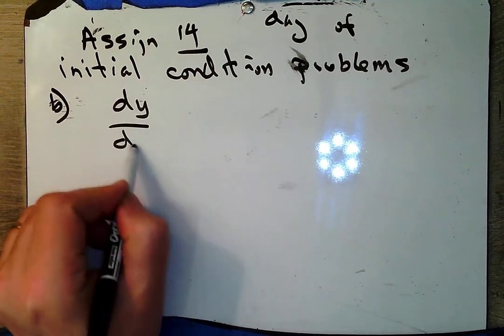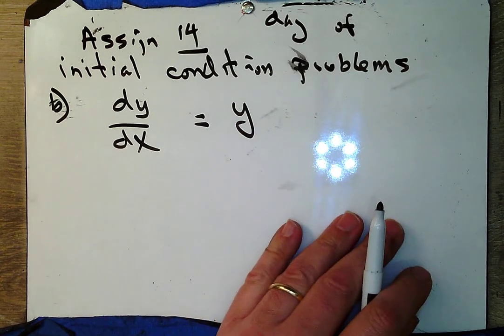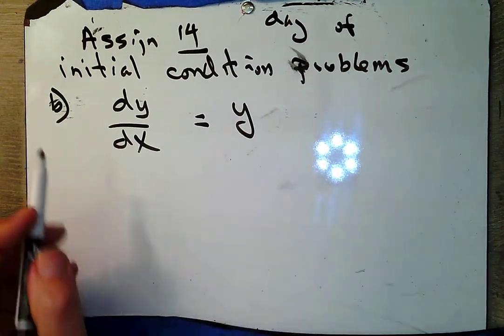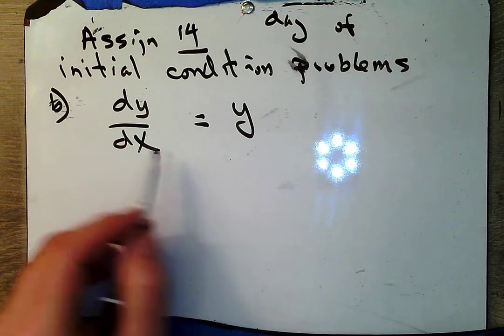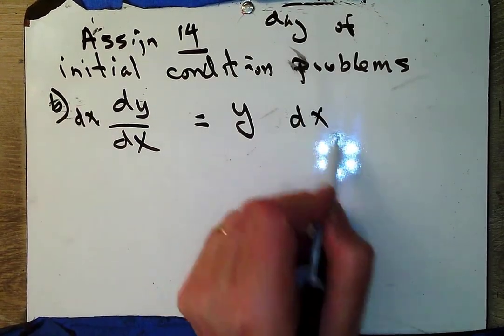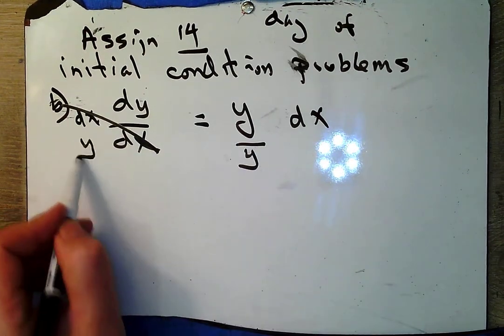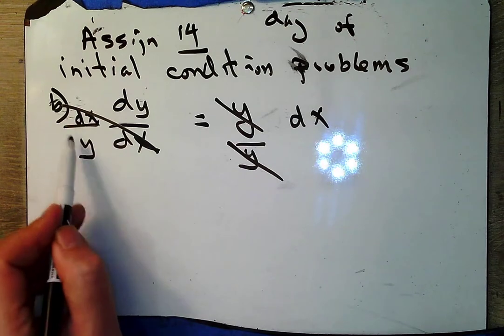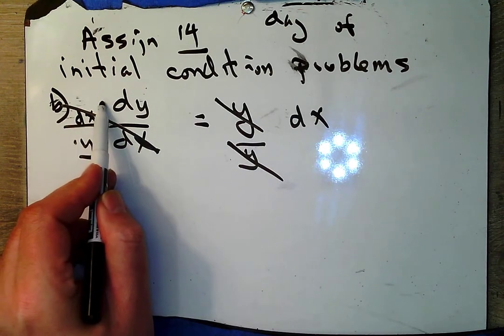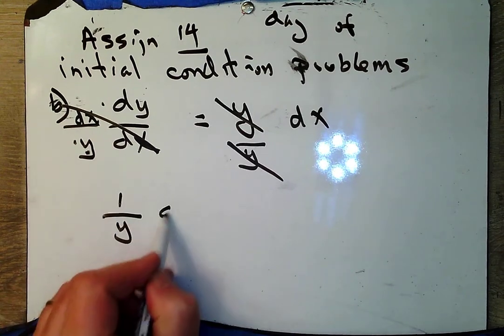dy dx equals y. Please solve that one. Pause the video, give it a try. Okay, I'm going to do separation of variables first. I'm going to get this differential dx over here. I also have to get y back over here. This y is not on the same line as this dy. This is in the denominator. I'm really looking at this.